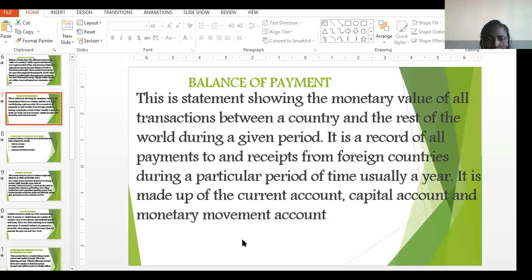Please take note. Because in exams, for those of you that are familiar with Q&A, you will agree with me, they may not write export or import. Sometimes you see payments, sometimes you see receipts. Sometimes you see exports and imports. So payments is used to represent import, while receipt is used to represent export. You issue receipt for exported goods and you make payment for imported goods. And this balance of payment is usually done in a year and is made up of 3 different accounts, which are current accounts, capital accounts, and monetary movement accounts. We're going to talk about them one after the other.